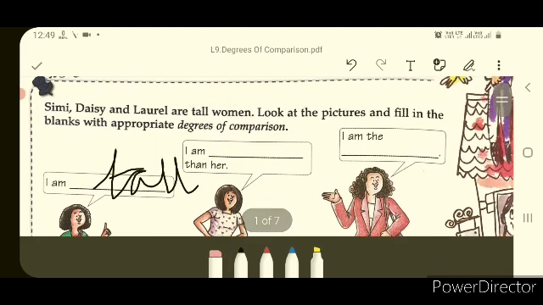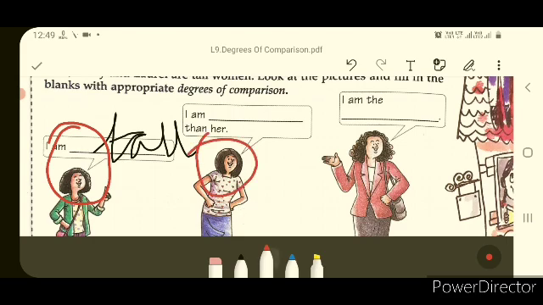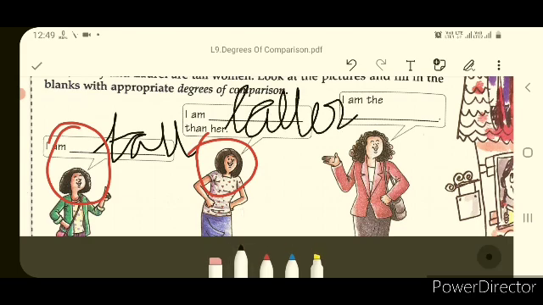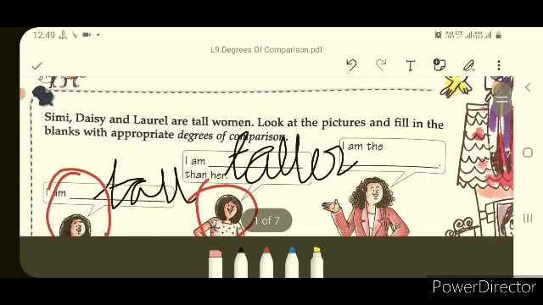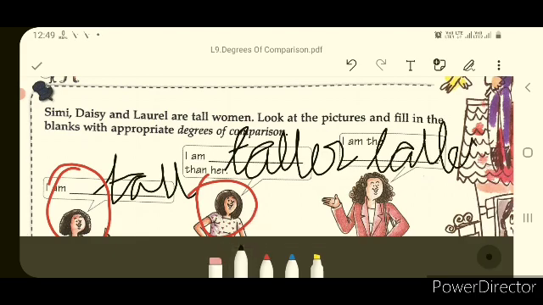How about Daisy? Simi and Daisy, you can clearly note one thing. What is it? The heights are different, isn't it? So what can Daisy say? She can say, I am taller than her. I'm taller, means comparatively taller in height. And then the third woman, what is her name? Laurel. What can Laurel say? She can say, I am the tallest, isn't it? So that's how it works. I think you already have an idea now.